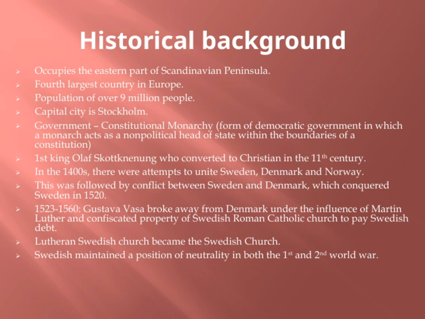An interesting historical figure is King Olaf Skötkonung, who was the first king and converted to Christianity in the 11th century, marking a significant shift in the country's religious landscape. Throughout the 1400s, there were efforts to unite Sweden, Denmark, and Norway, which highlights the regional ambitions of the time. However, this period was also marked by conflict, especially between Sweden and Denmark, with Denmark conquering Sweden in 1520. Later, between 1523 and 1560, under the leadership of Gustav Vasa, Sweden gained independence from Denmark.